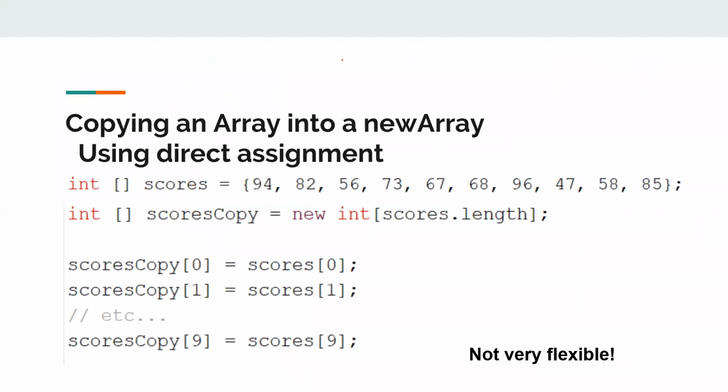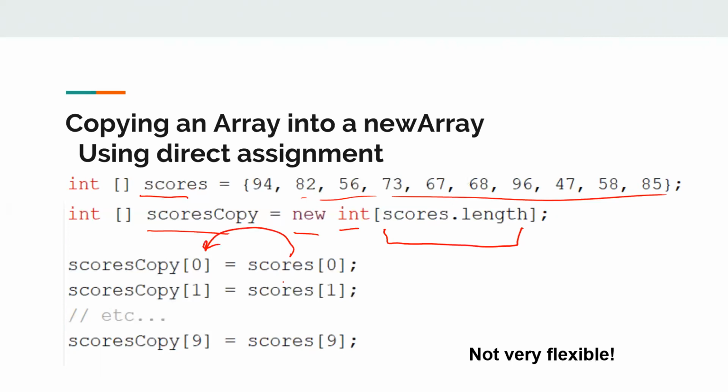There are some thoughts on copying an array into a new array, and I'm showing some basic principles here. If you have a scores array and you make scores copy a new int of size scores.length, that ensures that your copy array has the same size as the source array. You can then copy over the items one at a time into the new array, so now they both have the same data. But doing it this way is not very flexible.